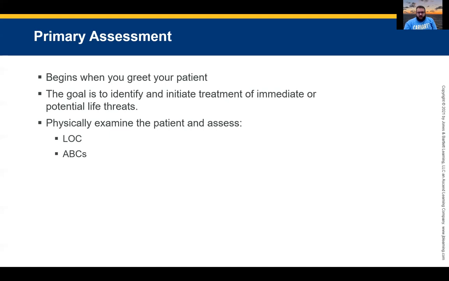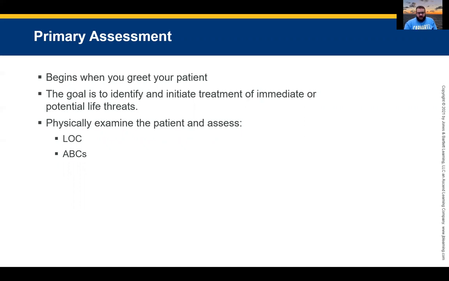The single all-important goal of the primary assessment is to identify and begin treatment of immediate life threats. If there's an arterial bleed or their extremity is missing, I need to stop that and put a tourniquet on it to save a life. If I don't do that, they will pass away. Okay, I need to fix that. That's a life threat. If they're not breathing, I need to start CPR. If I don't do that, we're going to pronounce them in a minute, but I need to do something.